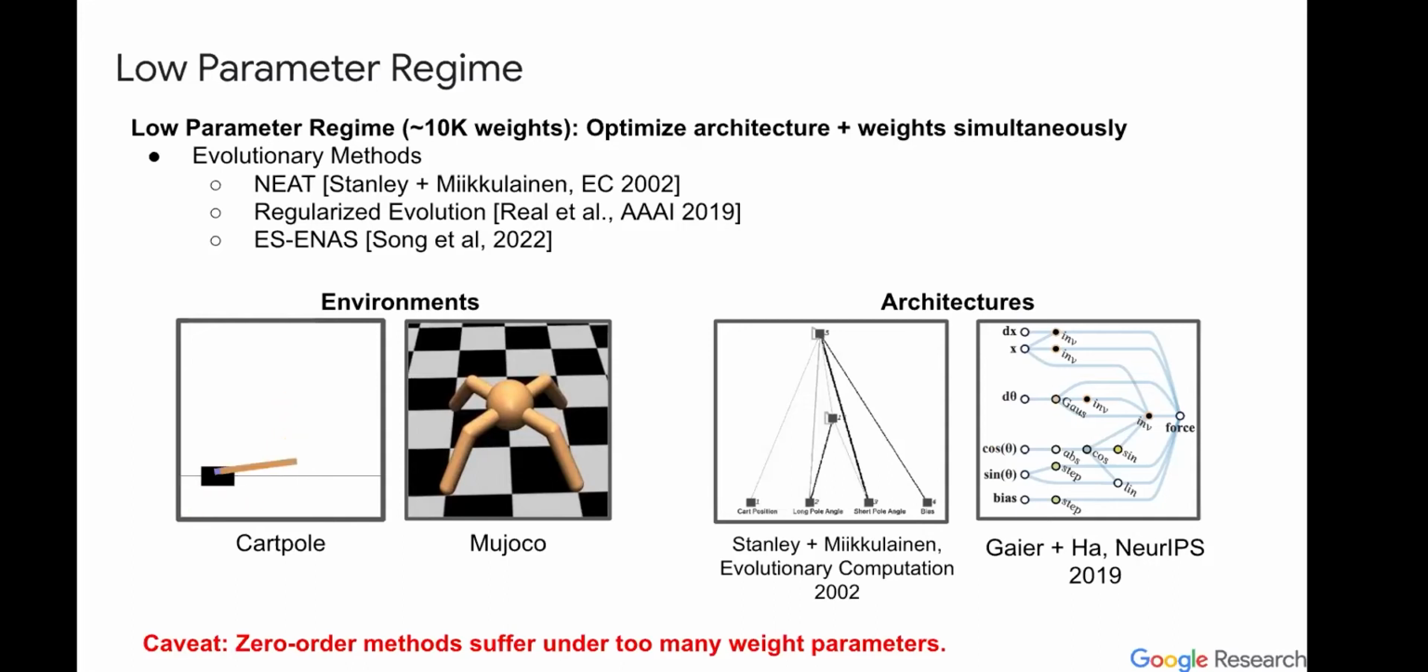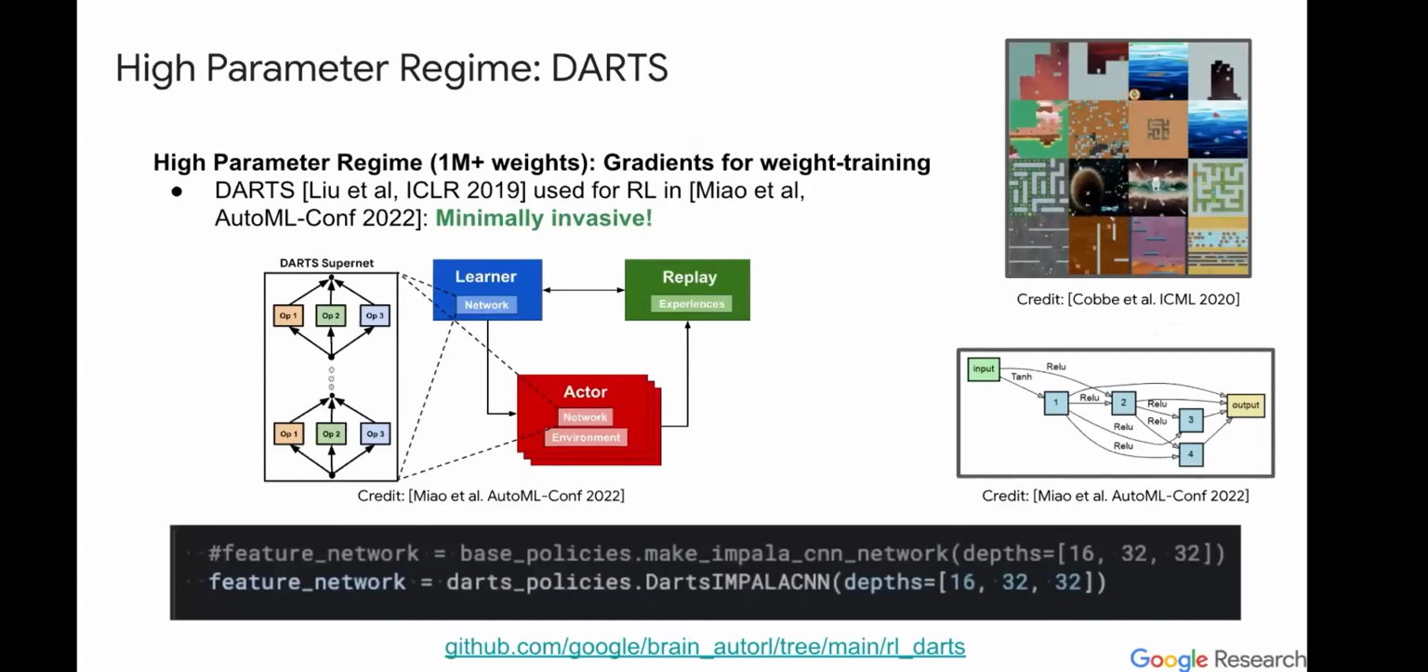Usually your networks look like this, where there are only a few parameters and they might look pretty combinatorial, and these nodes only represent a single floating point number. These are both classic and newer evolutionary methods. The caveat here is that such methods are zero order and they suffer with way too many weight parameters. In standard deep learning, you use almost 1 million weights, even for the most basic, smallest network that people use for RL. That changes things, as you might then need to use gradients for weight training.